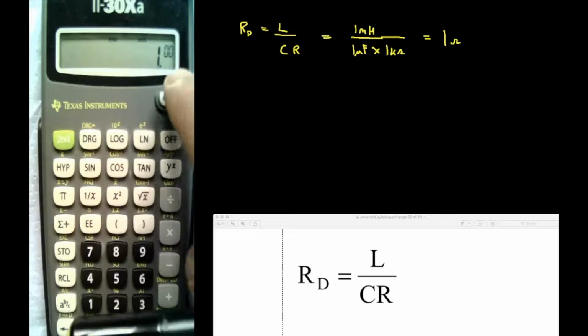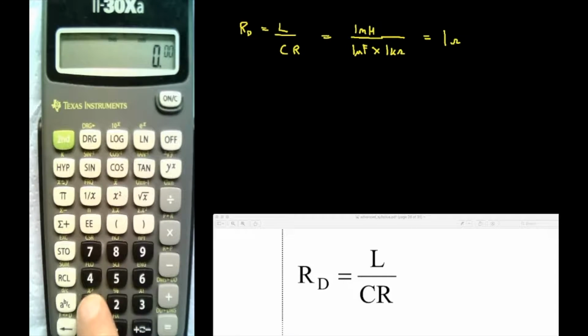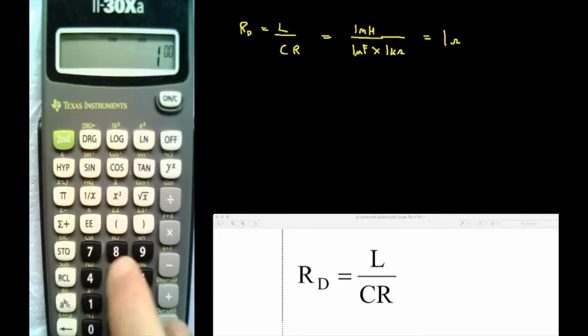So I'll go through that one again. Clear. So we say 1 EE6 change sign times 1 EE3 equals. That's evaluated the bottom. I'm now going to divide that whole bottom by 1 EE3, change sign, and we come up with 1.